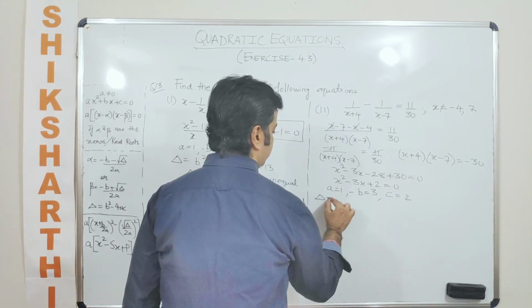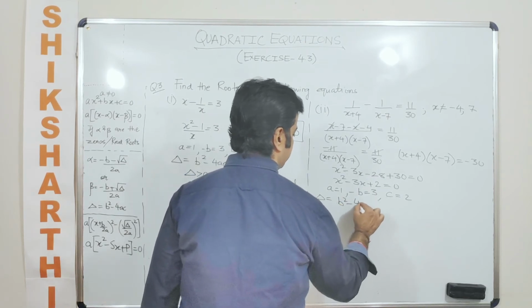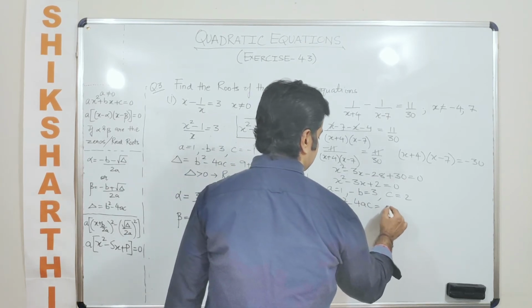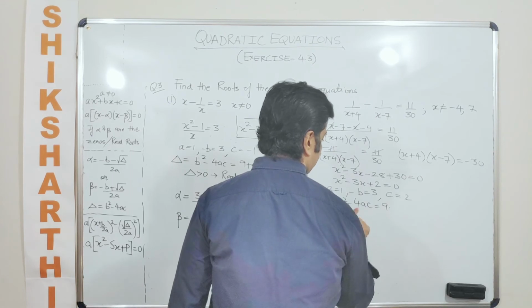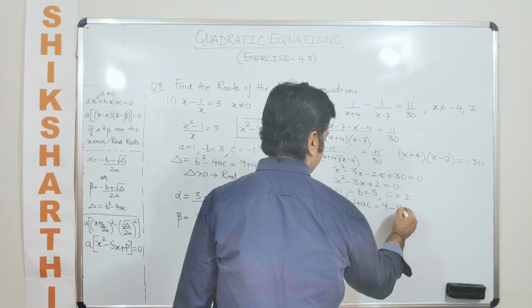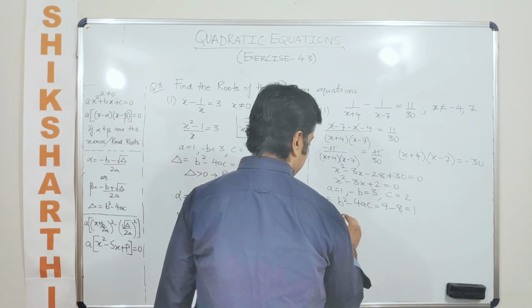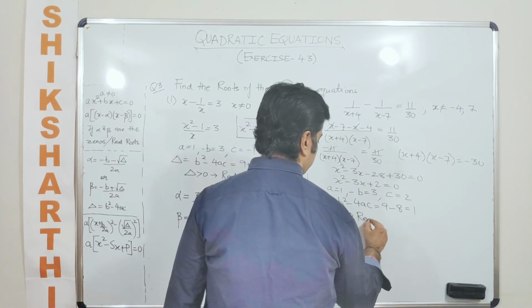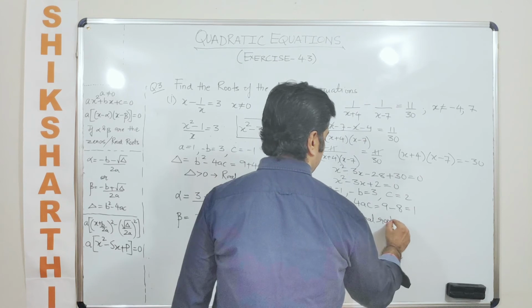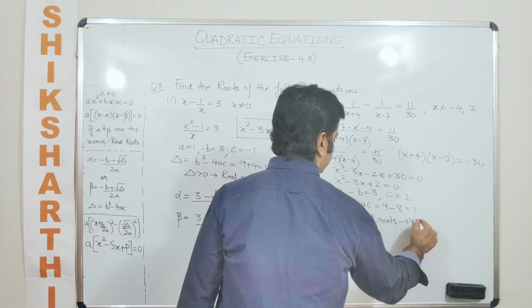Can we find out the value of delta quickly? Yes, b square minus 4ac, which is just like saying 9 minus 4ac. So minus 8, which is 1. So is delta greater than 0? Yes, that means what? Real roots. It means unequal roots.